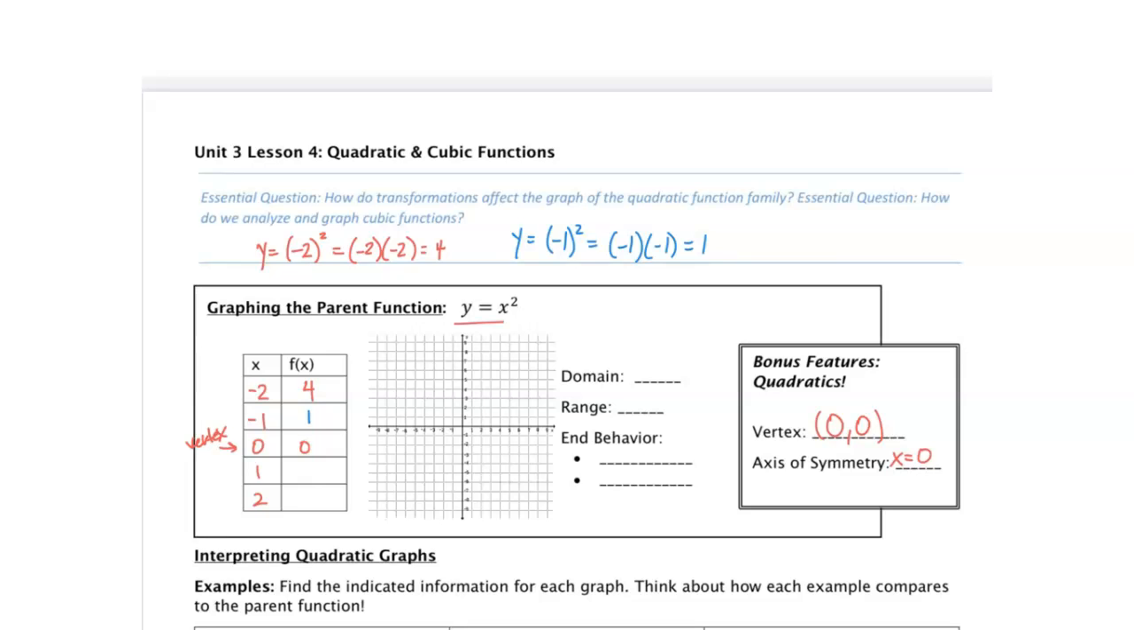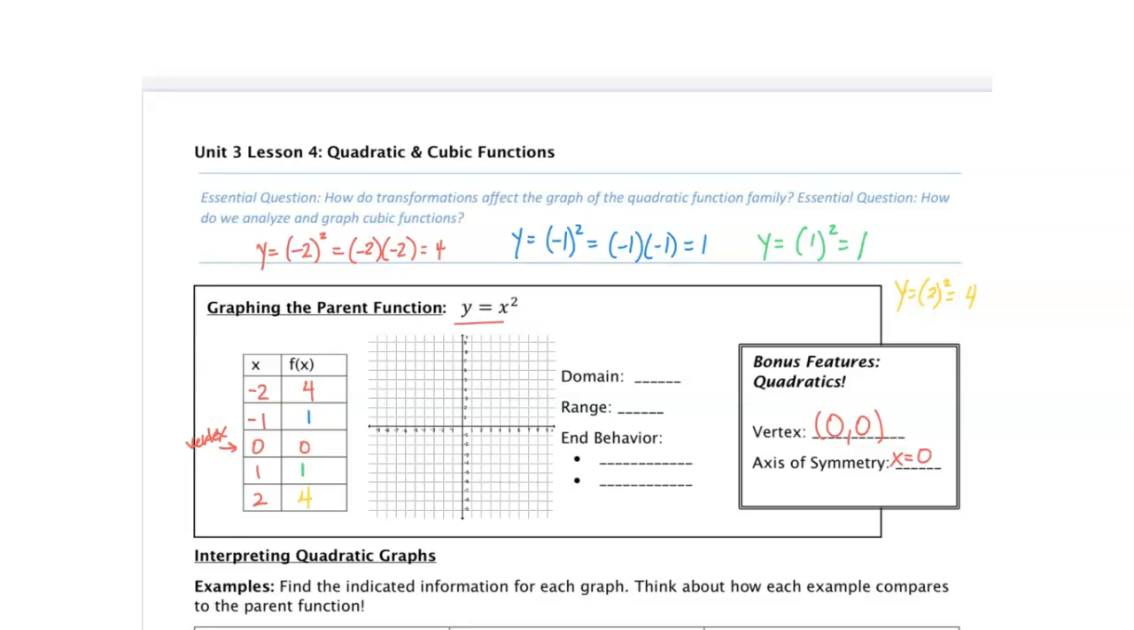Our next value is 1. So y equals, plugging in our 1 squared. This is the same as 1 times 1, which is 1. So we have a 1 here. And then lastly, you have y equals, we want to plug in a 2, so 2 squared, and that's equal to 4. So last, we'll have a 4 here.